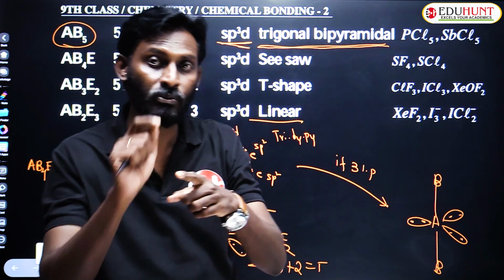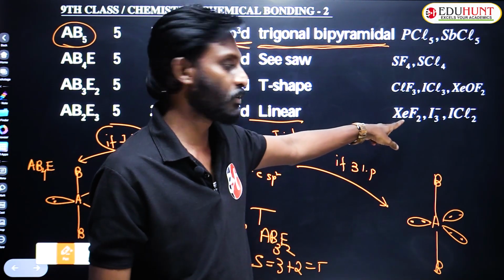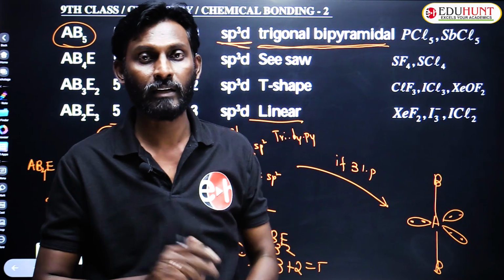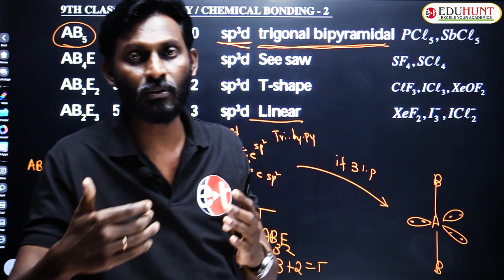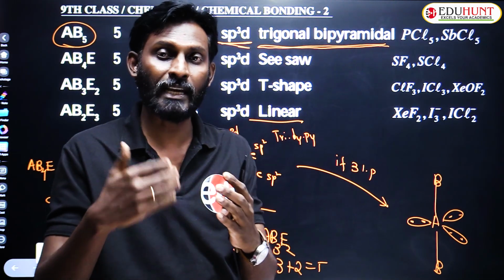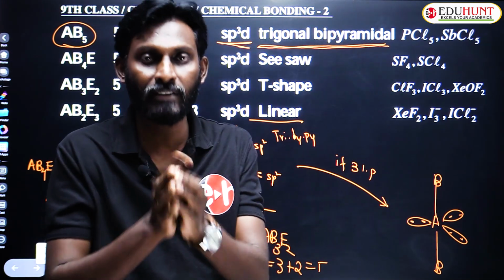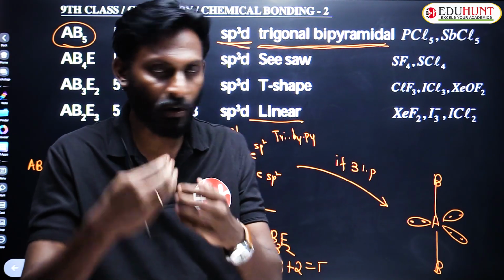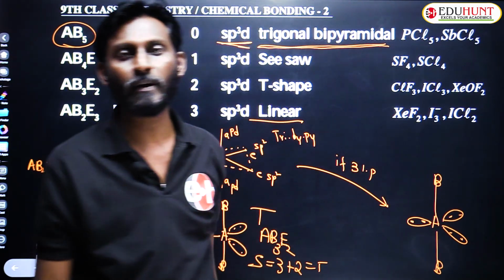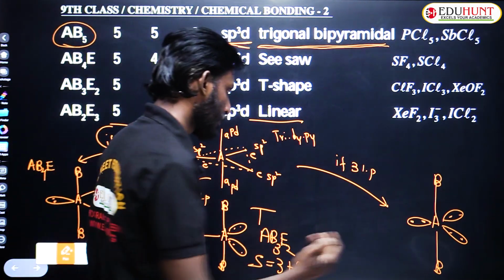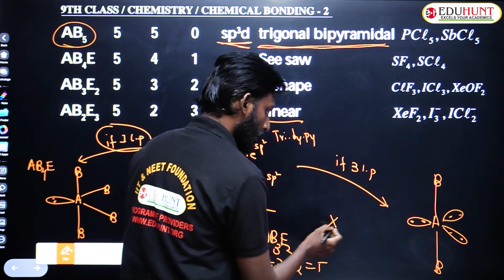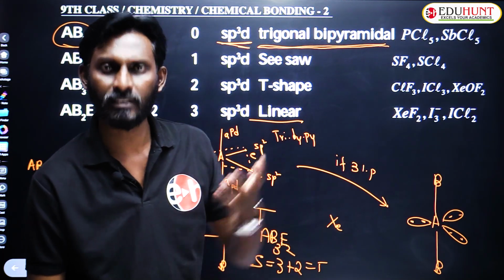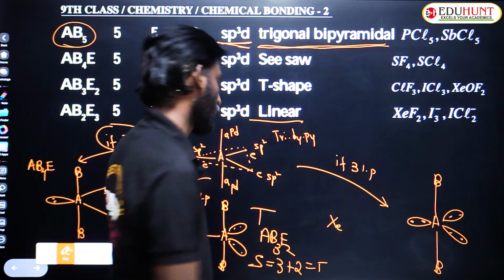I have explained how to determine the structure for XeF2, I3 minus, and ICl2 minus. In the previous videos also I explained theoretically, and while explaining hybridization I gave some examples. Apply the concept and try to determine the geometry and molecular shape for this example. See XeF2. Simply Xe, xenon. How many valence electrons in xenon? Xenon is a zero group element, right? 8 valence electrons.